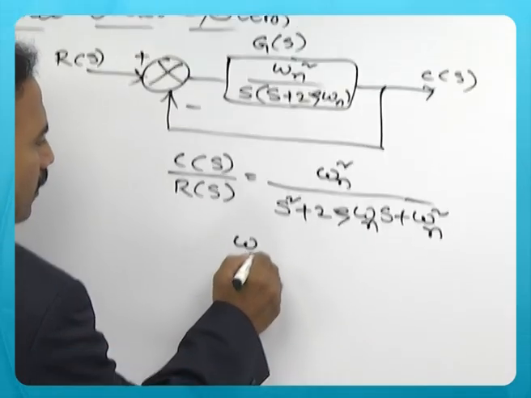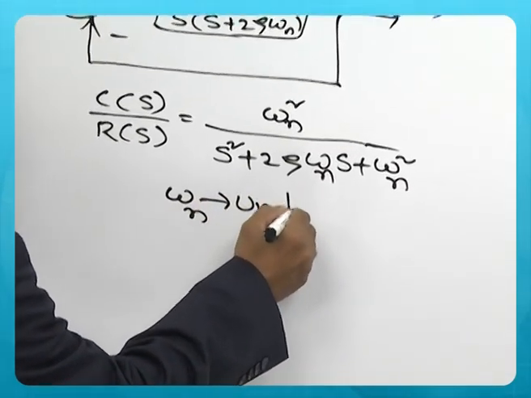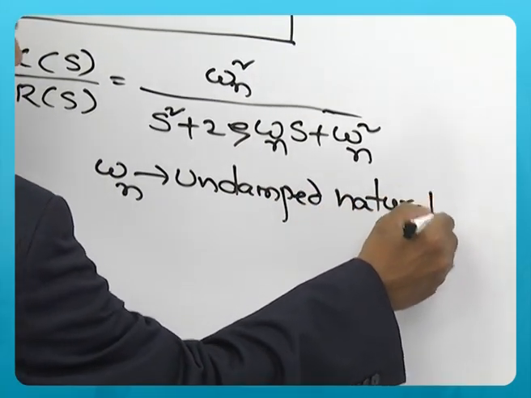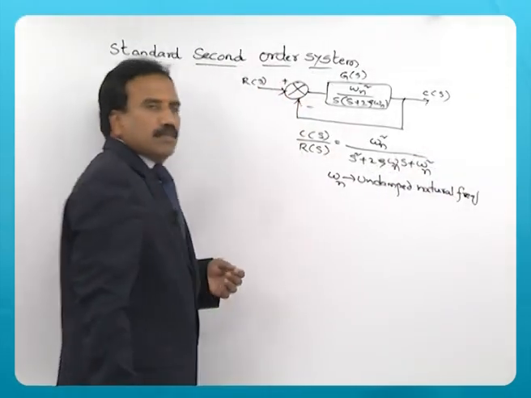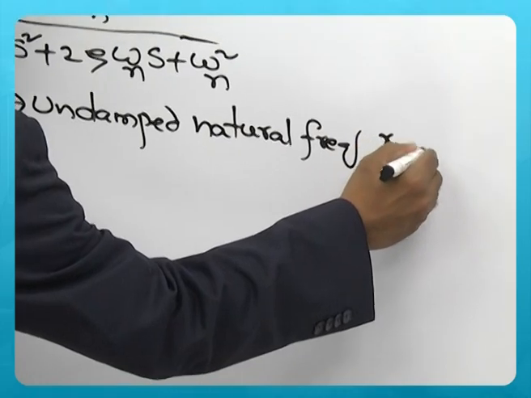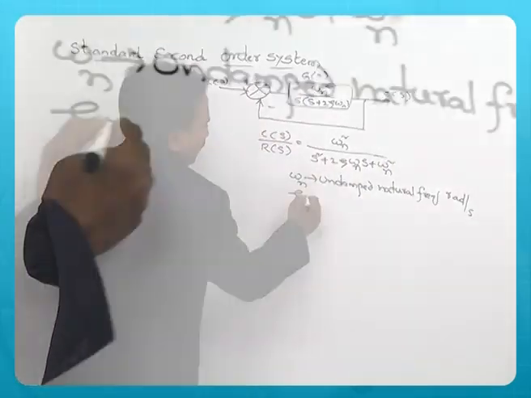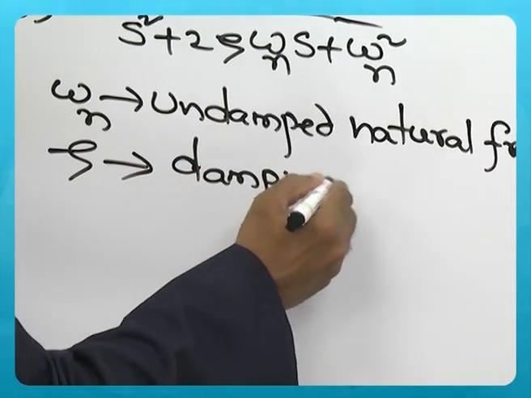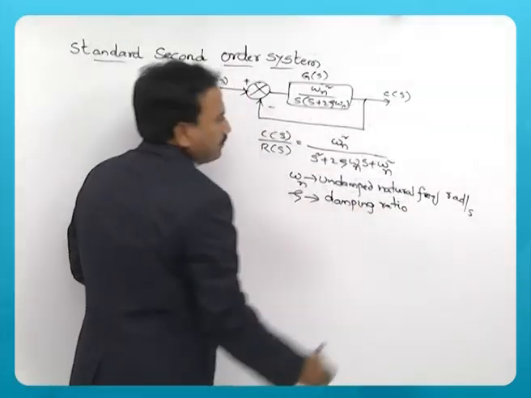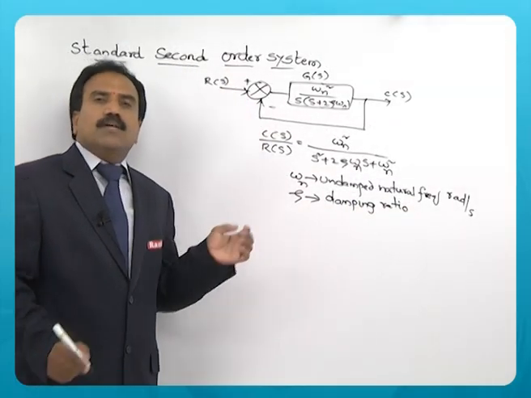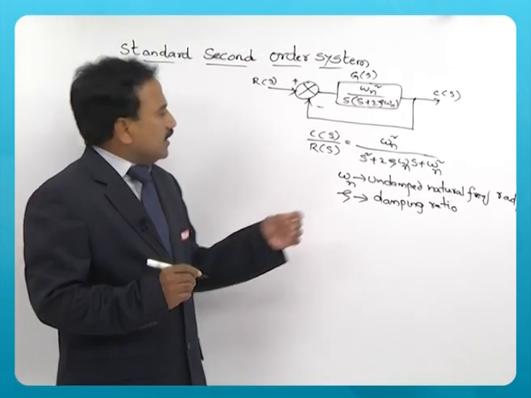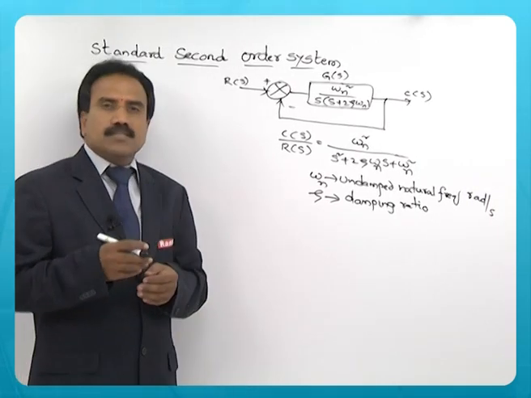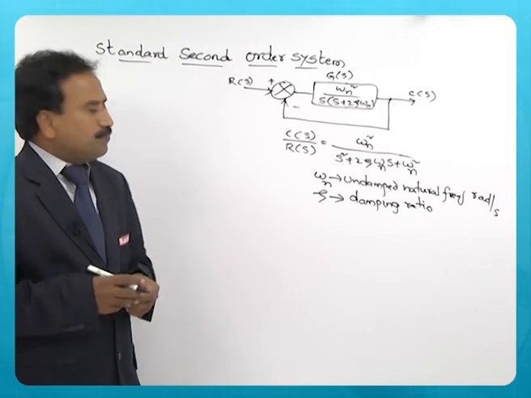One is omega n. It is known as undamped natural frequency, in radians per second, and the second one is zeta. It is known as damping ratio or damping constant. These two are the important parameters of the second order system. What exactly are undamped natural frequency and zeta? Their significance we will see with the help of one diagram.